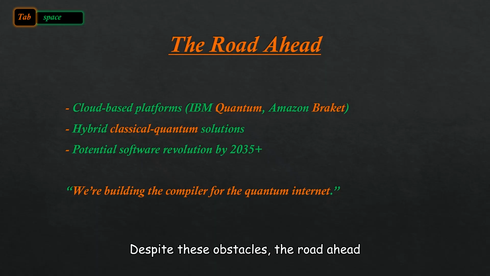Despite these obstacles, the road ahead is bright. Major companies like IBM, Google, Microsoft, and Amazon are offering cloud based access to quantum systems. Developers can already run real quantum programs on live machines through platforms like IBM Quantum Experience and Amazon Braket. In the near future, hybrid systems where classical and quantum computers work together will become the norm. And by 2035 or even earlier, we may see quantum breakthroughs in industries like medicine, aerospace, cryptography, and logistics. As we move forward, we are not just building faster machines, we are redefining what it means to compute.